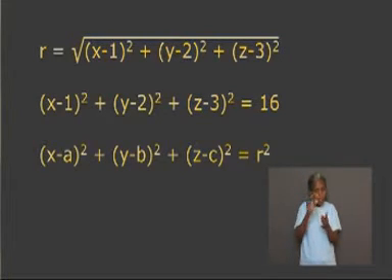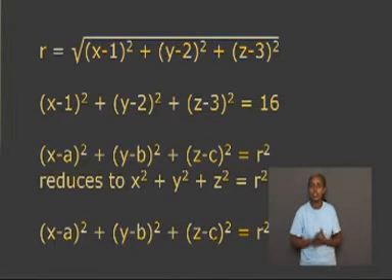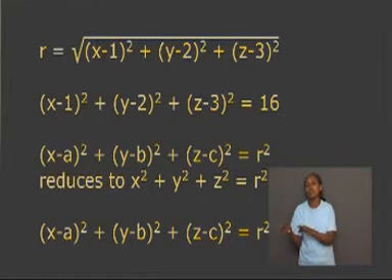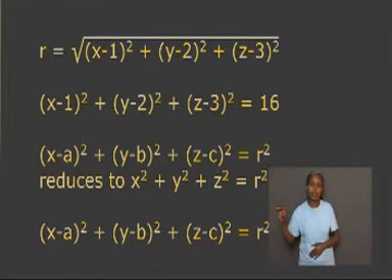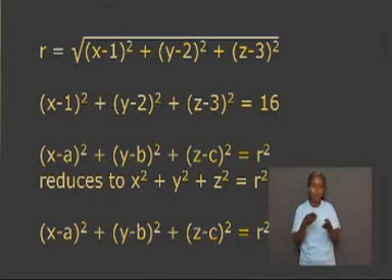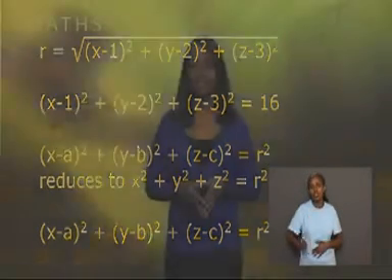Remember the formula for the sphere that had its center at the origin? You can see how the new equation reduces into it when we substitute the variables a, b, and c for 0. That means the equation of a sphere given by this equation can be applied to a sphere whose center is at any point, including the origin.